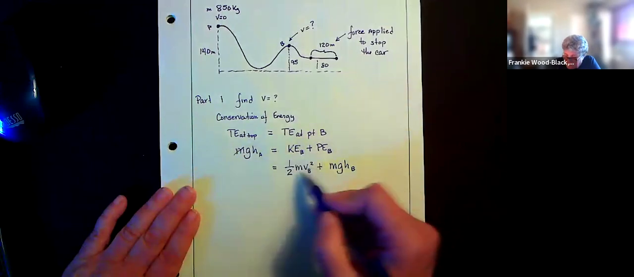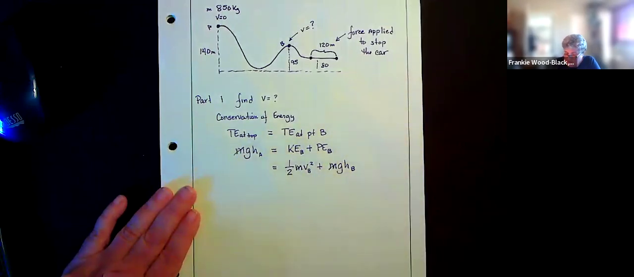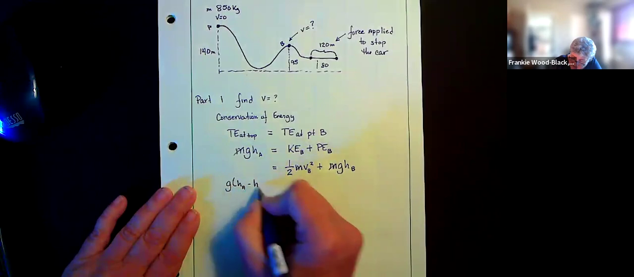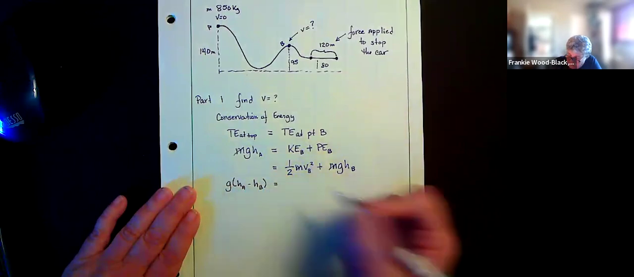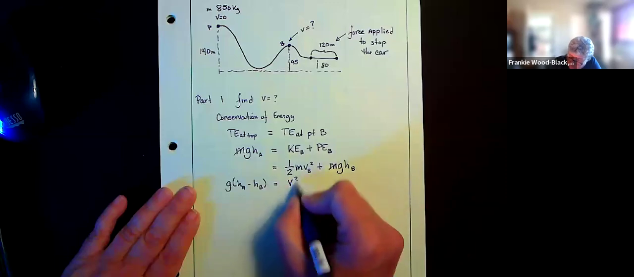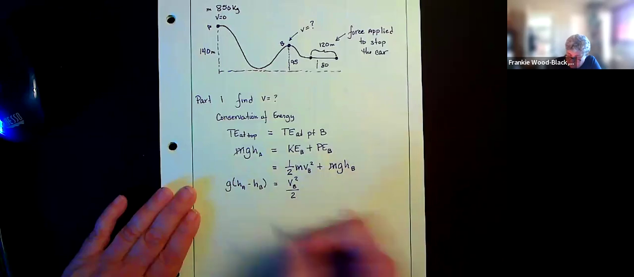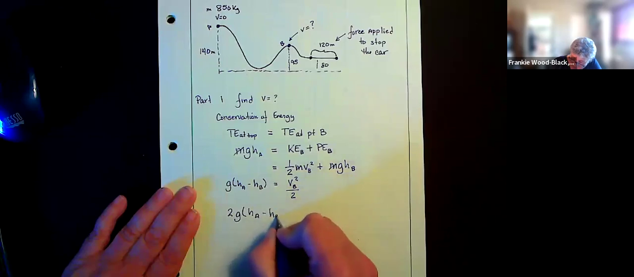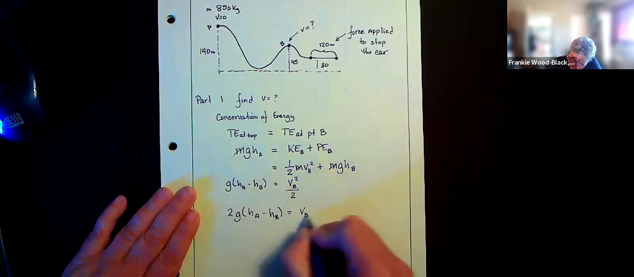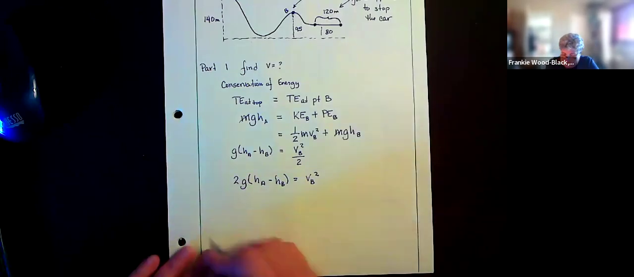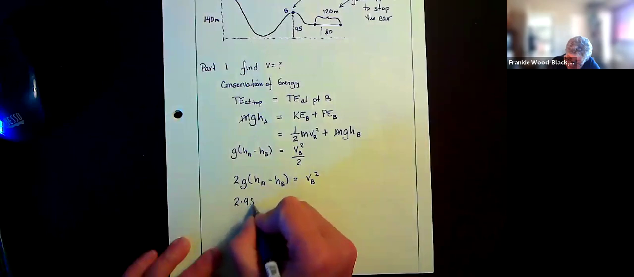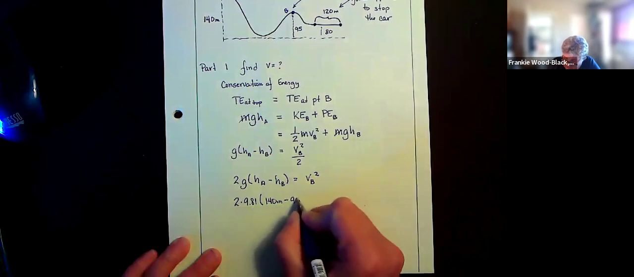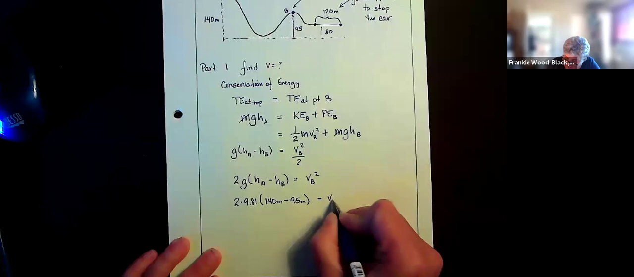Well, the good news is I don't have to work with my mass in here. So what I'm going to get is g(h_A minus h_B) is equal to v_B squared over 2. So I can move my 2 over here. So I get 2g, and I can look at the height difference. And that's going to give me my v_B squared. So I get 2 times 9.81 times 140 meters minus 95 meters.